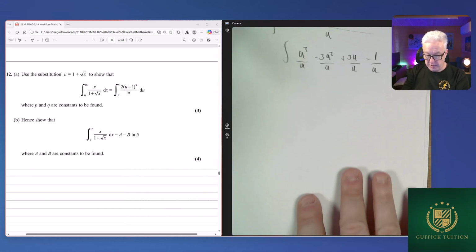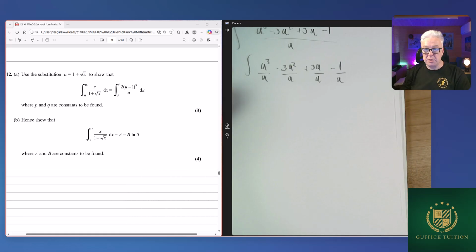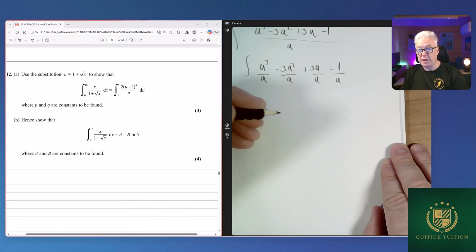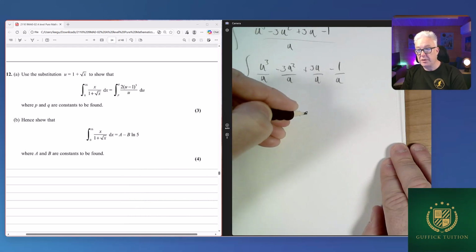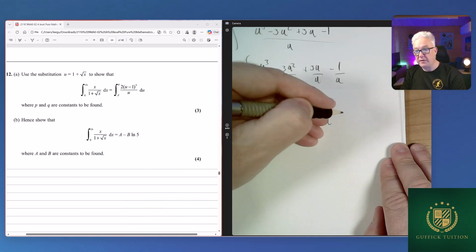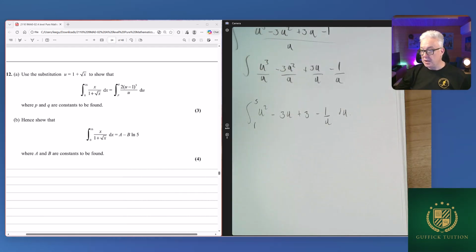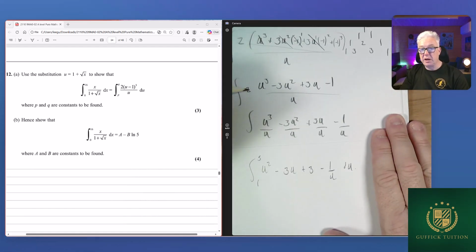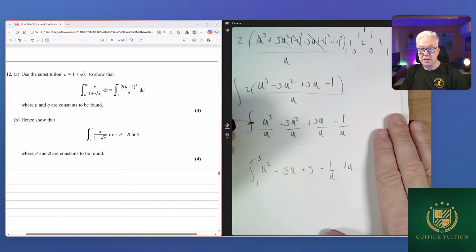Onto another piece of paper, what's that going to be? Okay, so here we go. That is going to be the integral of u squared minus 3u plus 3 minus 1 over u, and that's going to be integrated, we said, between 1 and 5 du. Okay, let's check, see if that looks sensible. So we've got u cubed, yes, so we're integrating u squared minus 3u plus 3 minus 1 over u. Okay, so, oh, I've forgotten something there. Don't forget that whole thing is times by 2.